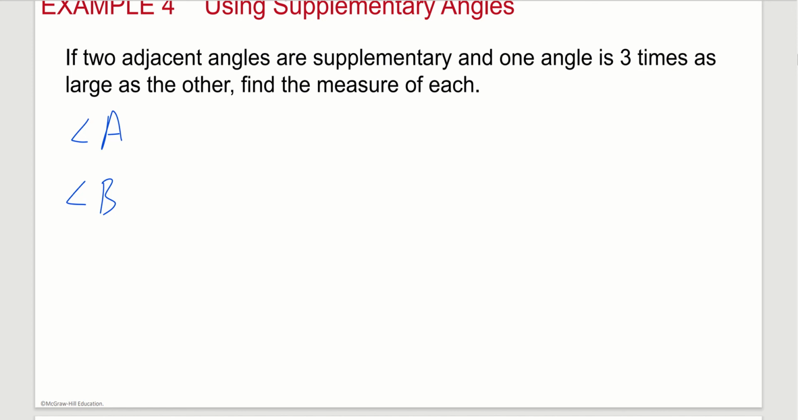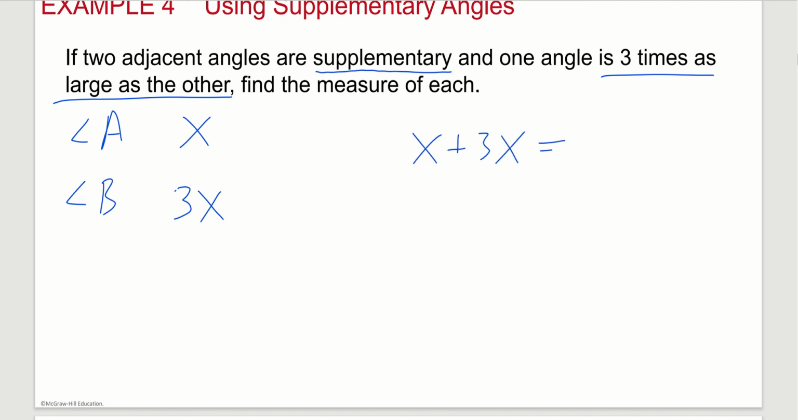To set this question up, it's going to be one of our standard algebra type questions. Let's let X represent the first angle. They say that the other one is 3 times as large as the other. So if I call the first angle X, if the other one's 3 times as large, then it's going to be 3 times X, or 3X. So we come up with a variable expression first, and now we're going to use the relationship that the two angles are supplementary. That means that the measure of the first angle plus the measure of the second angle should add up to 180.